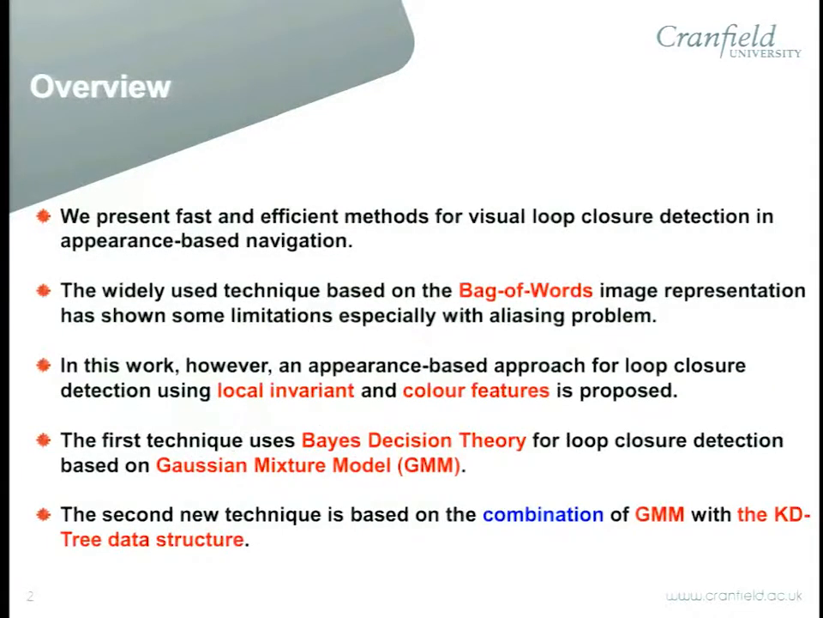We present fast and efficient methods for visual loop closure detection in appearance-based navigation. The widely used technique based on the bag of words image representation has shown some limitations, especially with the aliasing problem. So in this work, an appearance-based approach for loop closure detection using local invariant and color features is proposed. The first technique uses Bayesian decision theory for loop closure detection based on Gaussian mixture models. And the second technique is based on a combination of GMMs with KD trees.